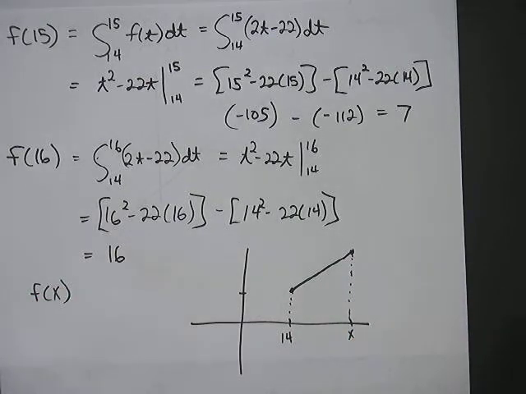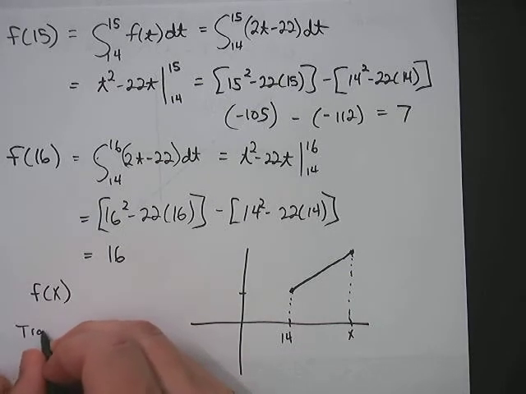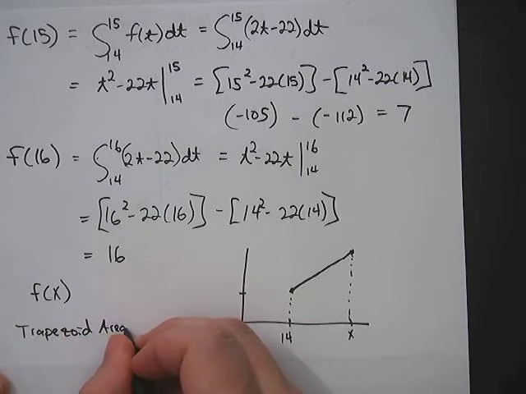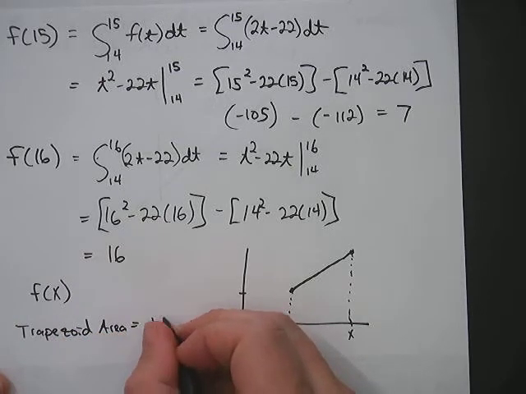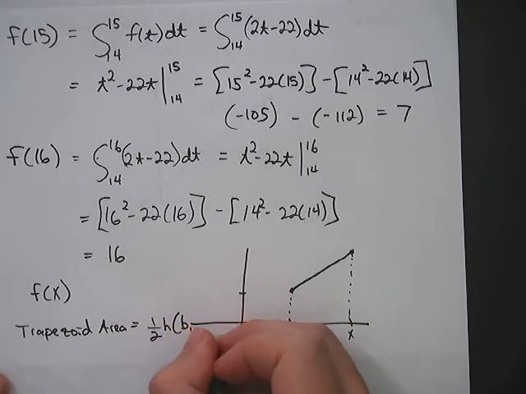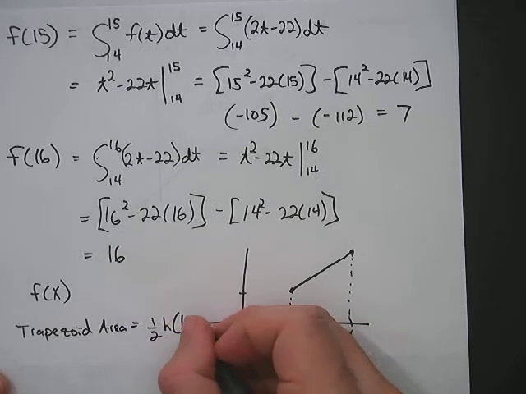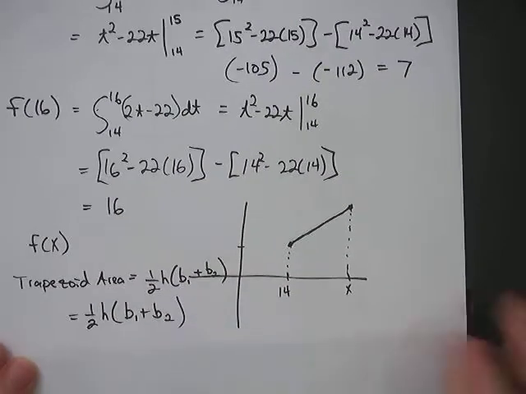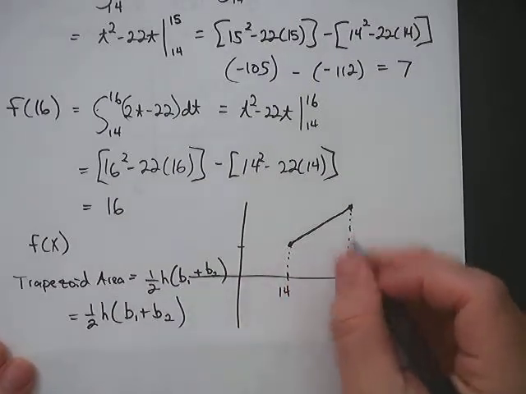Okay, so the area of a trapezoid, write that down, is equal to 1/2 times h times b1 plus b2. Didn't realize I was running into a line there. So it's 1/2 h (b1 plus b2). Okay, so what is b1? What is b2? The b1 and b2 are these lines right here.